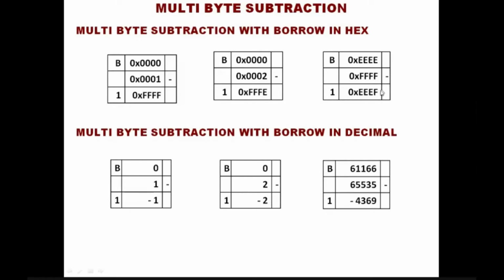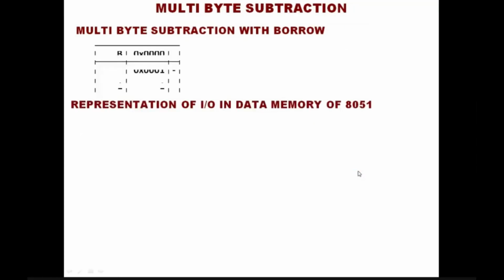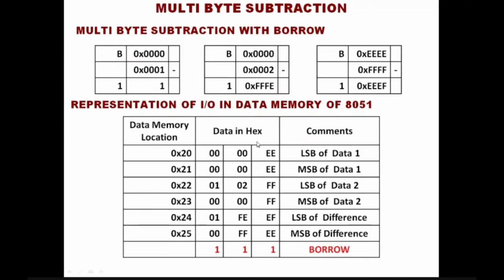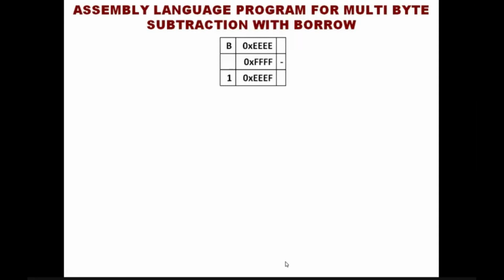EEEE minus FFFF is EEEF, which in decimal is 61,166 minus 65,535 equal to minus 4,369. So here if you see, the carry flag was set already for all the cases, right? So this is in hexadecimal and this is in decimal. And when we do the multi-byte subtraction, and the content has to be stored in the data memory location like this, as we know already, we have to observe the carry flag. The carry flag will also be set.